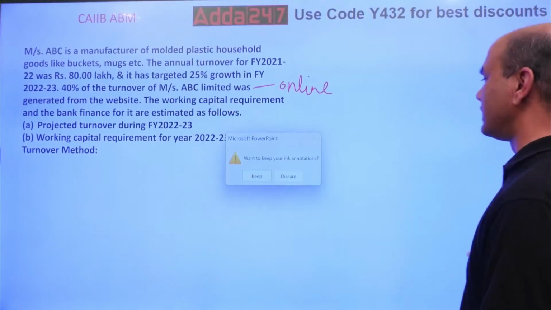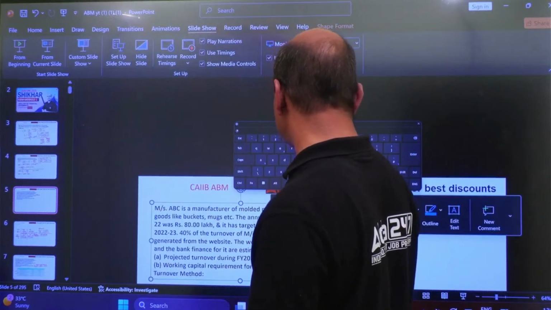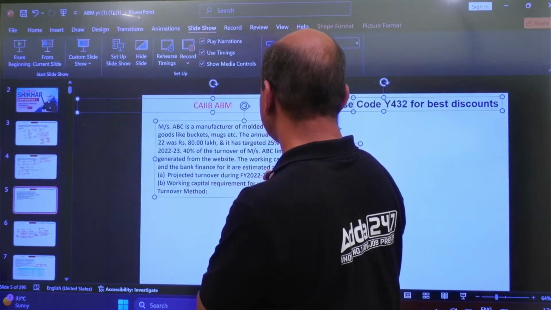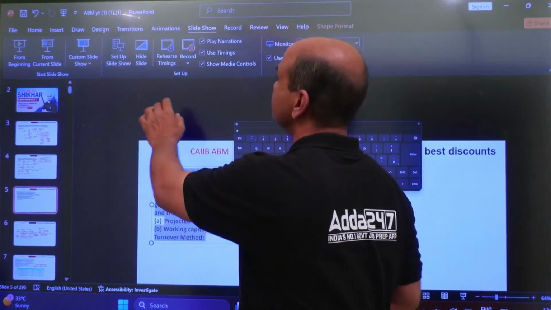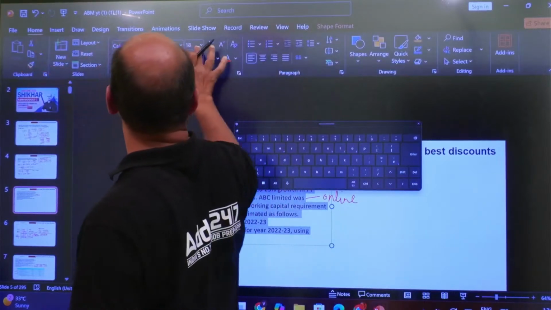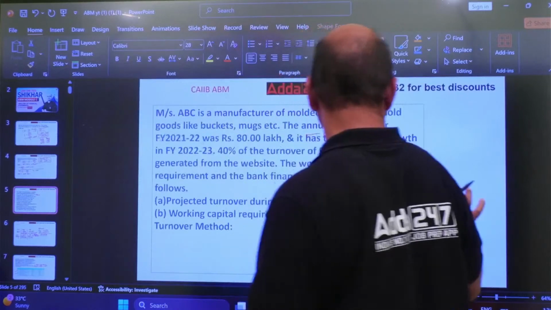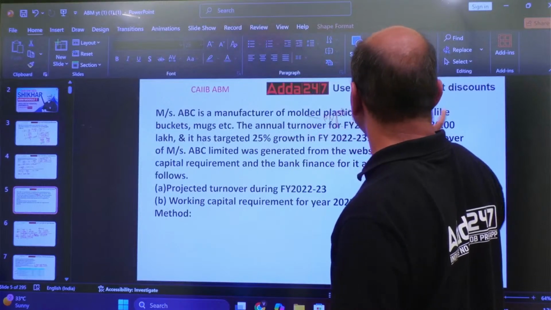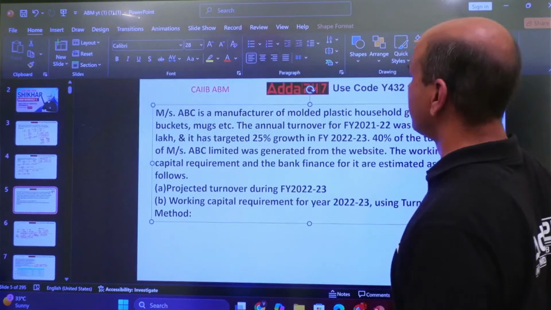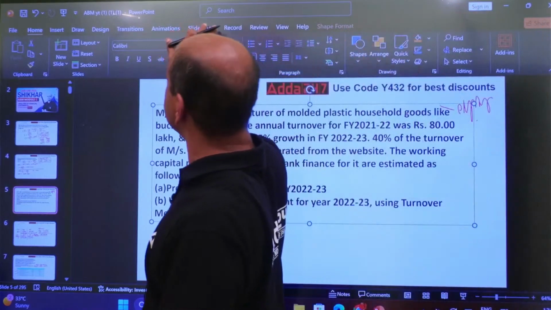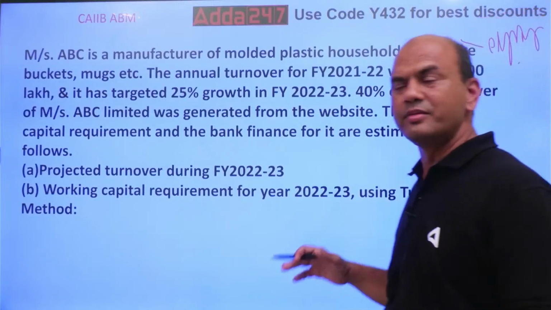Give me 1 minute. What I'll do is expand it so that you are able to read it. Now it's okay, right? Got it? Now you'll be able to see this. This has gone reverse. Leave it.